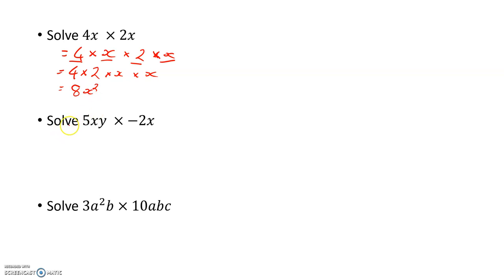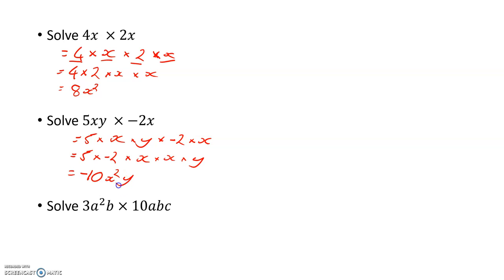as x squared. 5xy times negative 2x, again I'm going to write it with the multiplication symbols in, 5 times x times y times negative 2 times x. Bring the numbers together at the front, 5 times negative 2 times x times x times y, 5 times negative 2, negative 10, x times x, x squared, y is y.